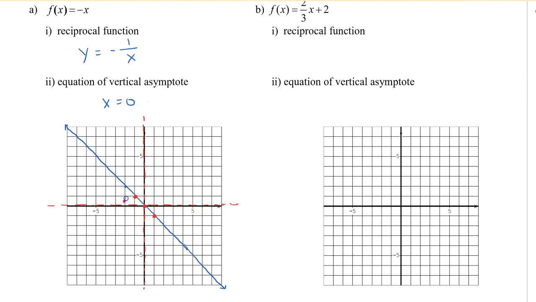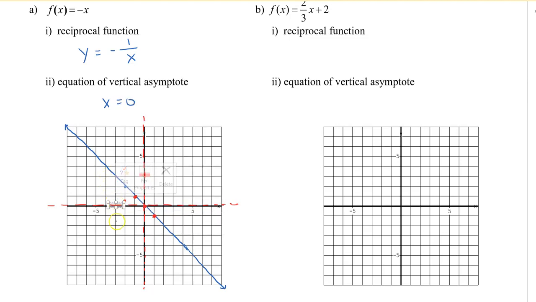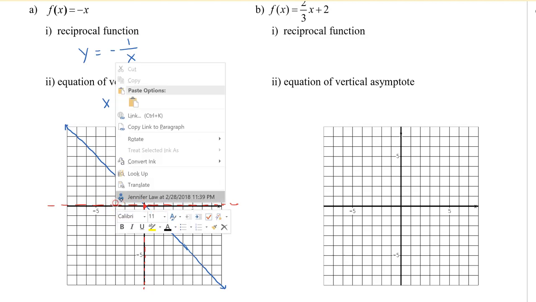So here we have a y value of 3. The reciprocal of 3 is 1/3. So we can see that it's getting smaller. And I think that's good enough, actually.